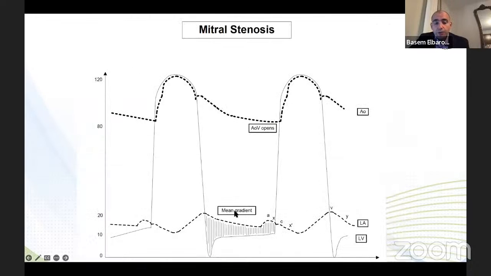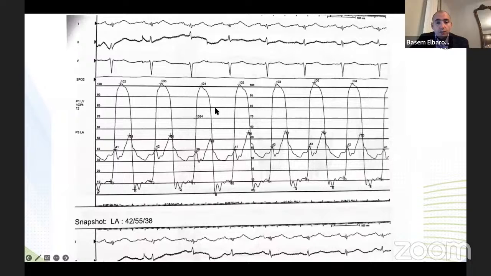In mitral stenosis, the pressure is now between the left ventricle and the left atrium because the mitral valve is tight. So now you'll get a diastolic gradient. All right, and that area can be measured and reported as a gradient. So this is what a very severe mitral stenosis would look like.